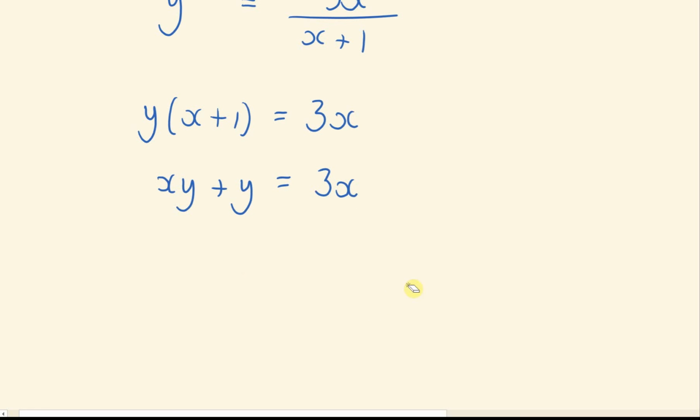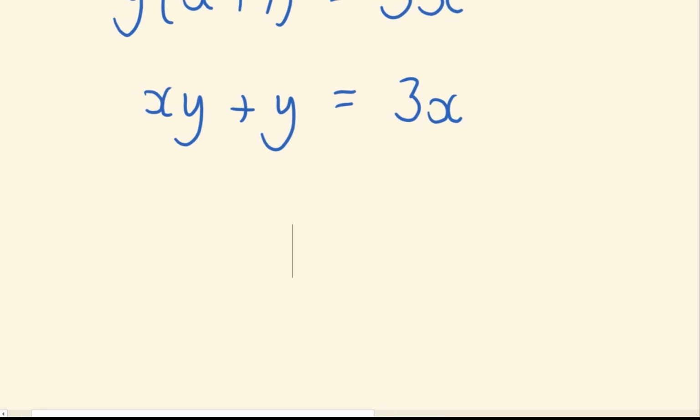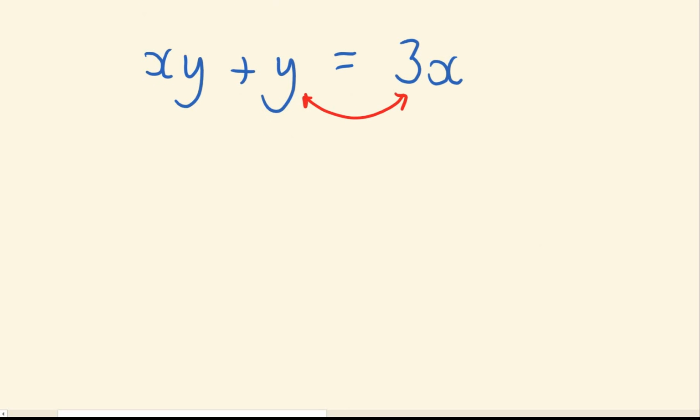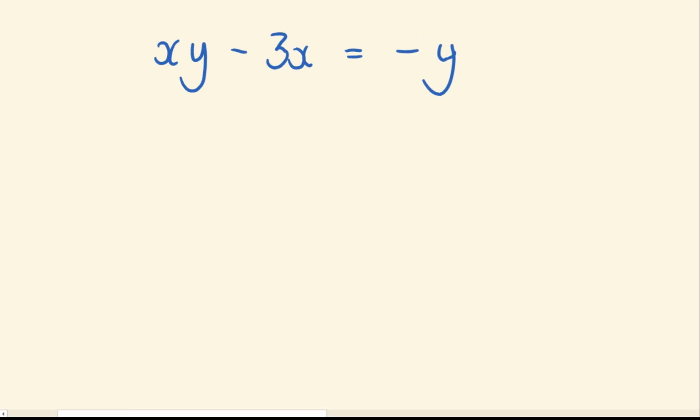So what we're going to do, before we can get x by itself, we need to get all the x's on one side and everything else on the other side. So I'm basically going to swap the places of this 3x and a y. If they both change side, they're also both going to change sign. So I now have xy minus 3x equals minus y. Now, we don't want x to appear twice. The way we can get around this is we can factorize.